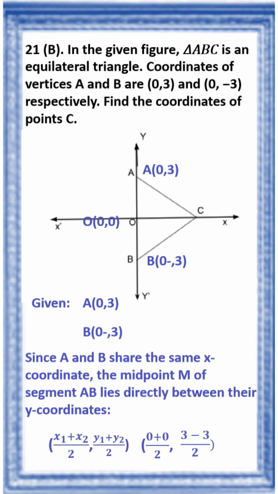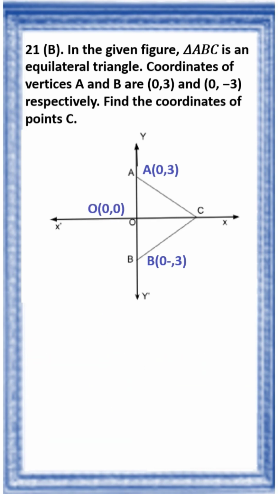So now we can calculate the distance AO, 3 units, because OA is equal to OB, that is 3 units. And OB is also 3 units. So the distance between AB is 6 units. Since ABC is an equilateral triangle, AC is 6 units. Similarly, BC is also 6 units.